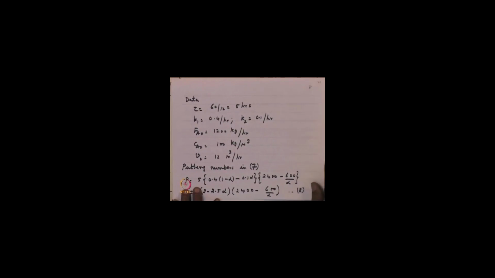Y we can find from our equation 6. If you know alpha, you can find y, because this is equation 6, and in this process all the numbers are specified. You can see here tau is given as 5 hours, k 1 is given as 0.4, k 2 is given as 0.1 per hour, f a 0 is given as 1200, c a 0 is given, v 0 is given. Therefore, you can get the value of y from this equation.